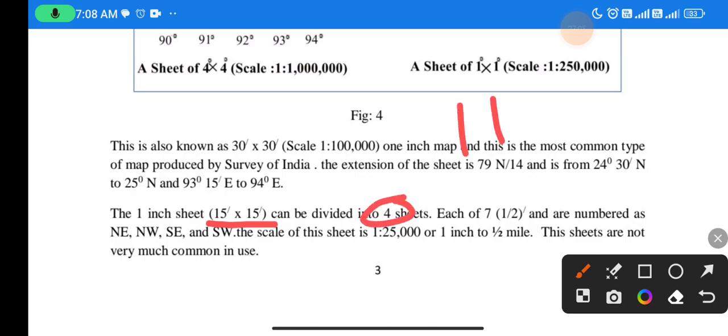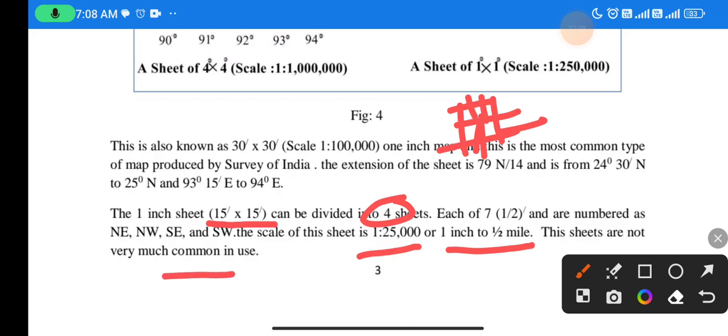We are dividing the 30 minute, 1 degree into 4 parts, and then we are getting 16 parts in total. So we are getting 16 sheets now. How can it be 4 sheets? Now each of 7 1/2 minute, numbered as north, east, southwest. The scale of the sheet is 1:25,000 or 1 inch to half mile. These sheets are not very much in common use.